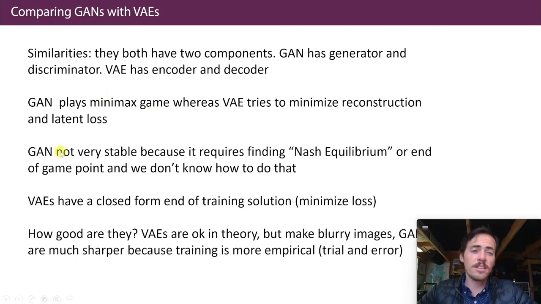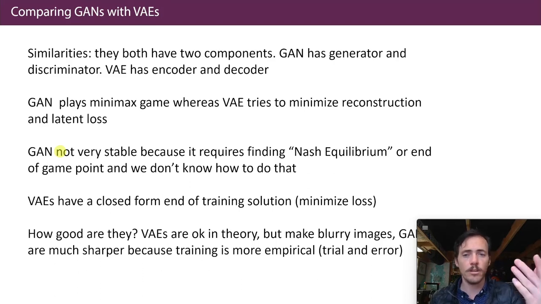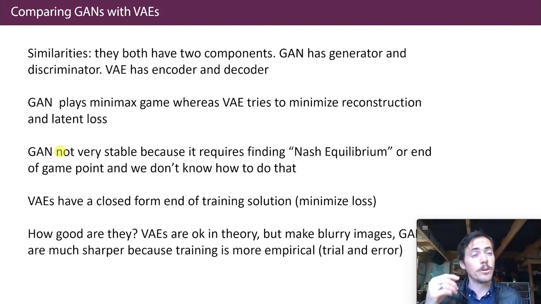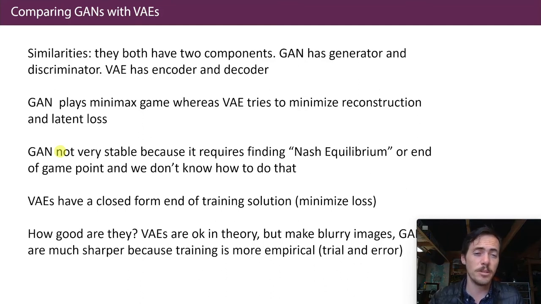GANs are not stable, and if you've messed with them, you know how hard and finicky they can be, because you have to find the so-called Nash equilibrium, or end of game point, but we don't know what that is. So it becomes really hard to make these things stable. Whereas variational autoencoders have a closed-form end-of-training solution. You're just trying to minimize your loss function. And then how good are they? Well, variational autoencoders are good in theory, but in practice, they do tend to make blurry images, whereas GANs can make really sharp images, but they tend to be a little more empirical, trial and error. Both of these tend to sample from the main part of a normal distribution, and they do a bad job of capturing the tails.